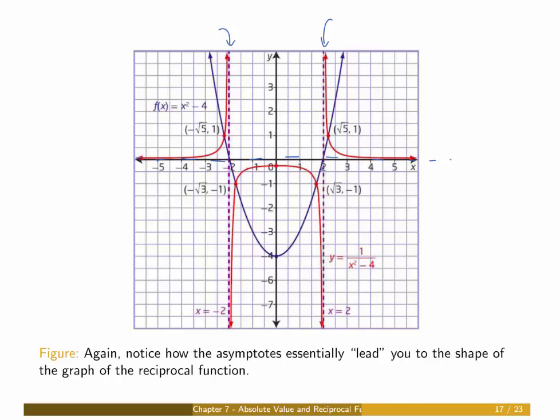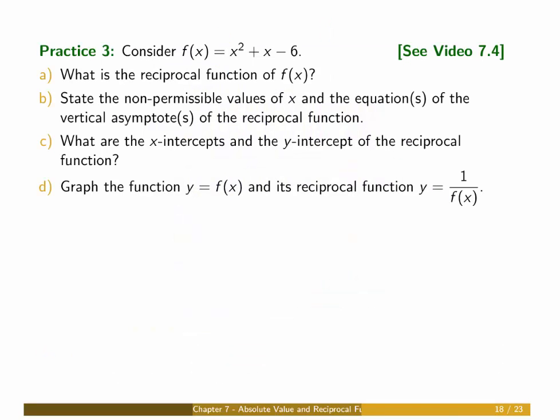What else could the solution be, really? What else could it be once you have these points? The question will fill in itself. Okay, so the name of the game is to find the invariant points, find the vertical asymptotes, and graph the original function. So that's what we'll do in this next question here. Consider f of x equals x squared plus x minus 6. The reciprocal of it is, of course, y equals 1 over x squared plus x minus 6. For b, state the non-permissible values of x in the equations of the vertical asymptotes.